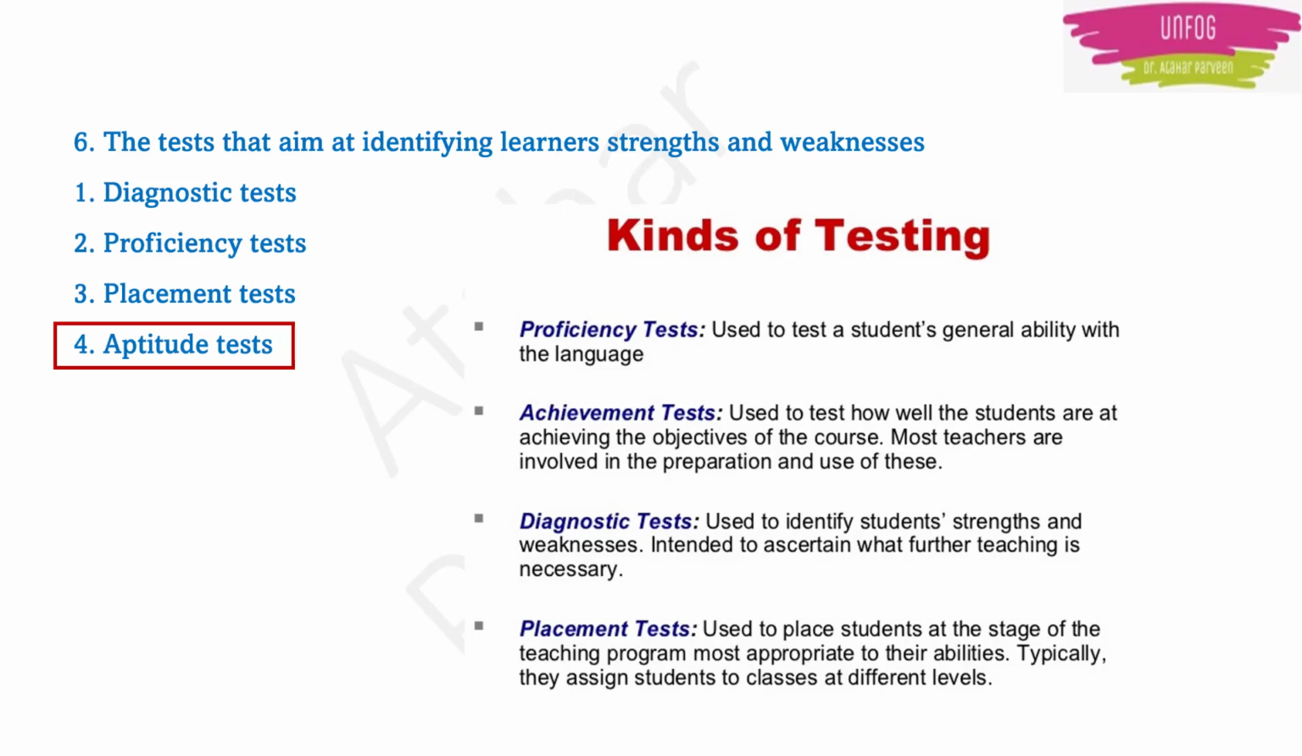Mostly it is connected to their abilities, and typically the teachers assign students to classes at different levels in order to conduct placement test. Okay, then we have this aptitude test, which is usually aiming at identifying learners' strengths and weaknesses. Okay, clear, right?